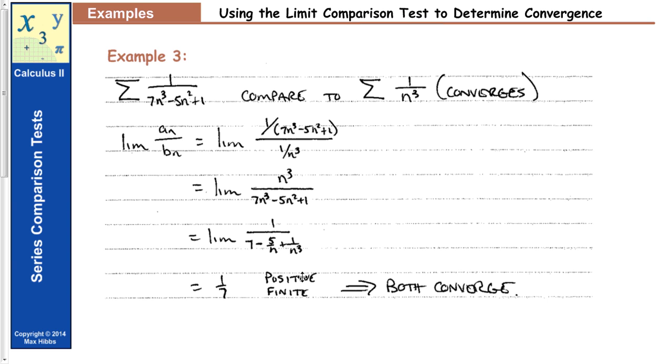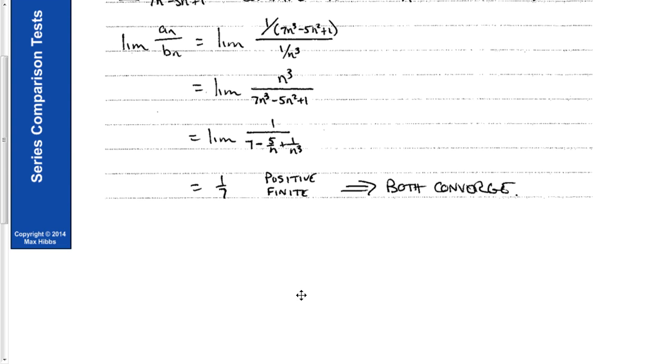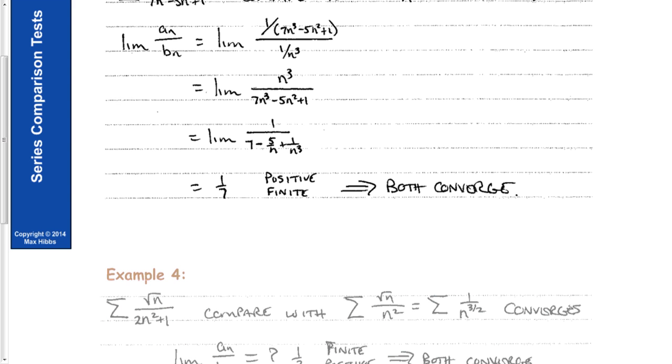What's important? It's positive and it's finite. So that tells us both series either converge or both diverge, and we already know that one of them converges, so they both converge. Our series then converges. That's pretty easy to do, isn't it? Here's our example 4.